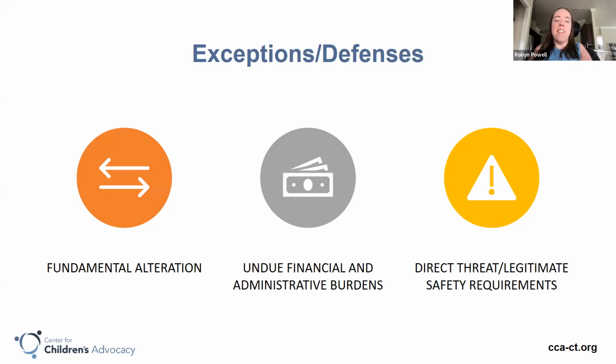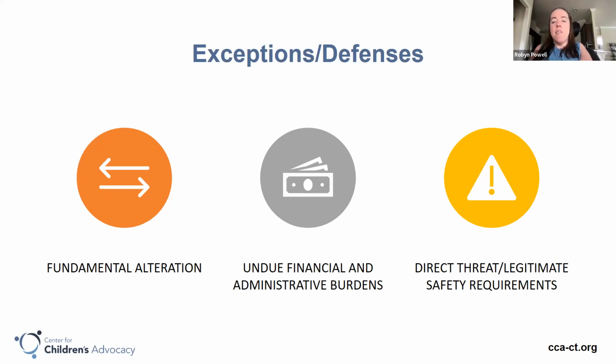The second one is undue financial and administrative burden. So this is the one we hear from mostly. It's just too expensive, they'll say. It's just going to take too much resources, too much staffing, too much money. And that is the one that is most common. It is on them to prove that there is nothing in their budget. The state has no money to put towards this, for example. So it is still a high burden to meet.